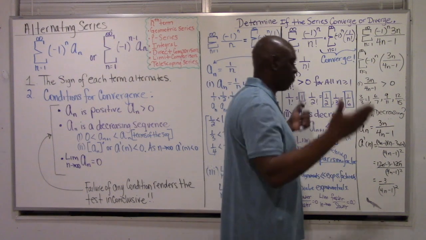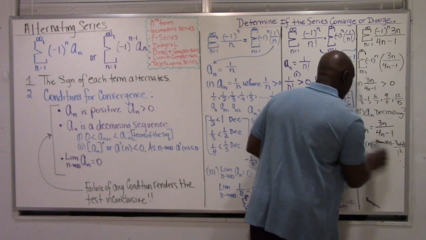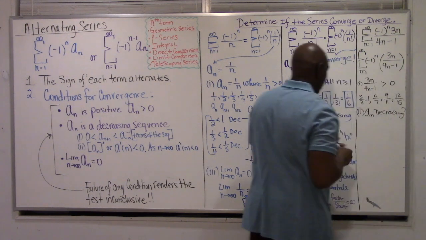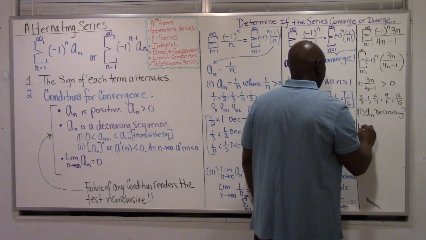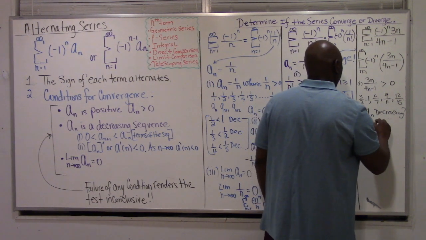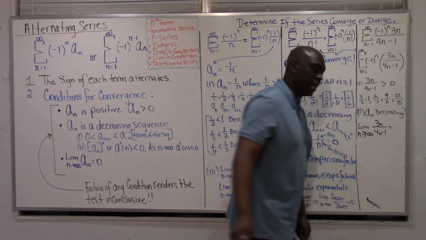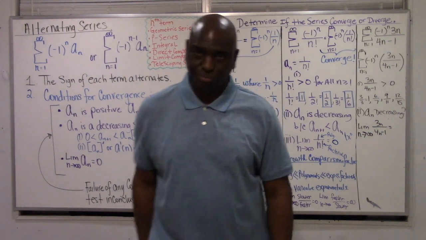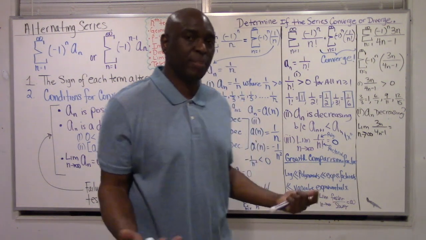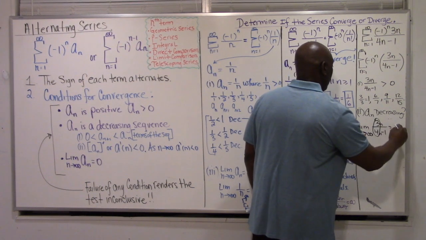Now let's go to our third and final condition. So we know we're decreasing. The limit as n goes to infinity of 3n over 4n minus 1. What does that equal? Well, if you notice, the power of n in our numerator and the power of n in our denominator is the exact same, n to the power 1. So this is just going to equal our coefficient, which is 3/4.